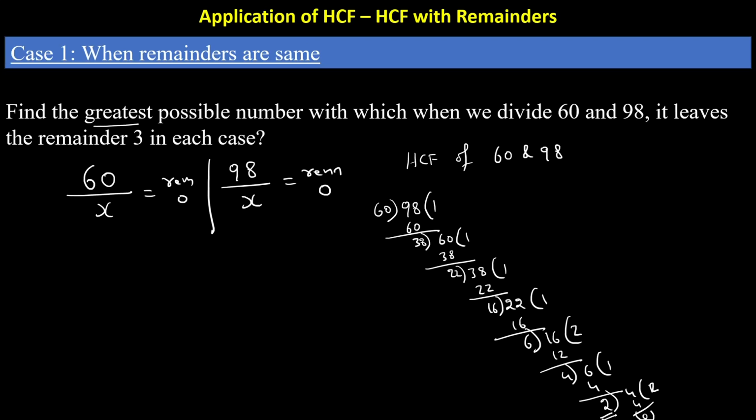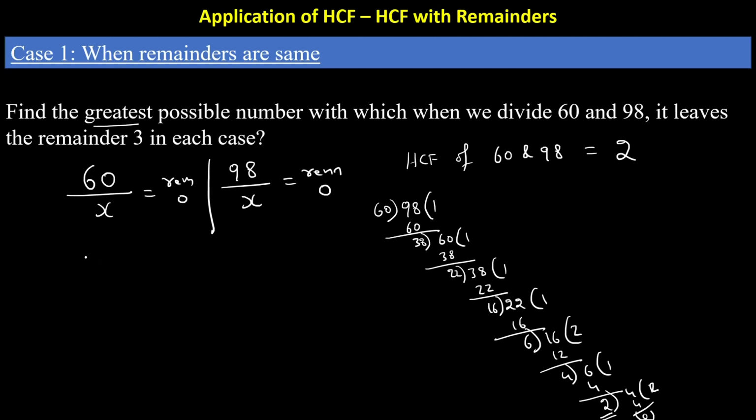So at which divisor did I get remainder as 0? 2. So the HCF of 60 and 98 is 2. What is the greatest common number which will divide 60 and 98 and give remainder 0? That is 2. But here I don't want the remainder as 0. I want the remainder as 3 in each case.